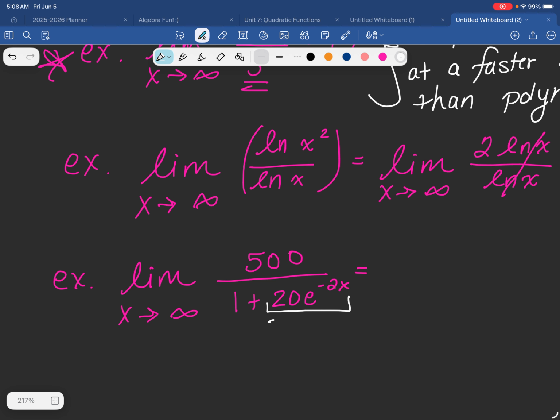And so I have 20 times e to the negative infinity right here. If I have e to the negative infinity, that means I have really 20 divided by e to the infinity. So I have 20 in my numerator and e to the infinity in my denominator. That's going to go to 0. And so what I'm left with is just 500 divided by 1, which is 500.